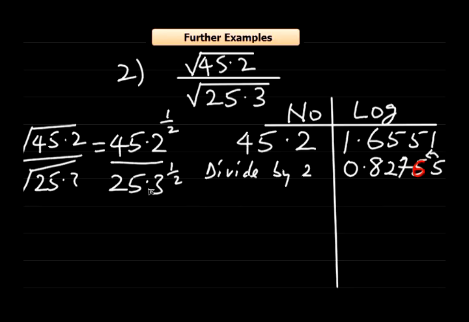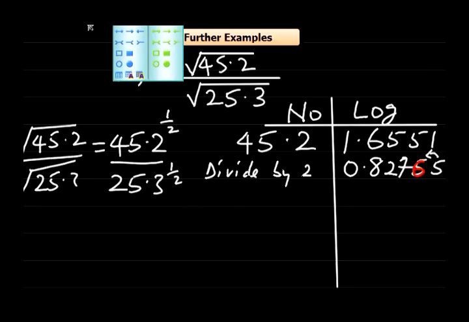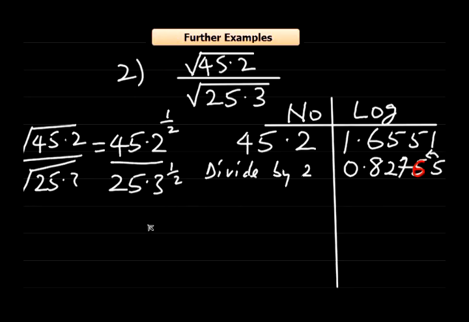Then we do the same thing for the denominator. We have this. Where is it? 25.3. Sorry, let me change the color. 25.3. Let's check the log of this. What's the characteristic? 1, 2, minus 1. 1.